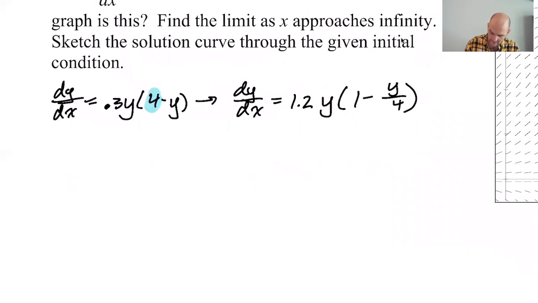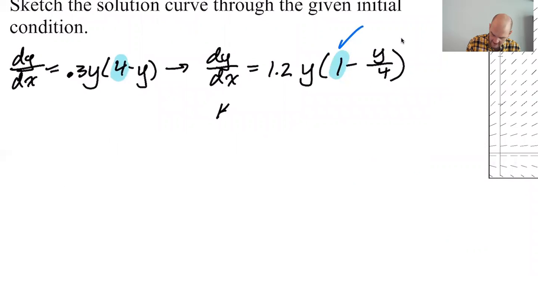And now, this is good, right? That's a check mark right there. Different color check mark. So from this, I now know that k is 1.2, and I know that L is 4, simply by identification, right? It's k times y times (1 minus y over L). So we just look and we see.